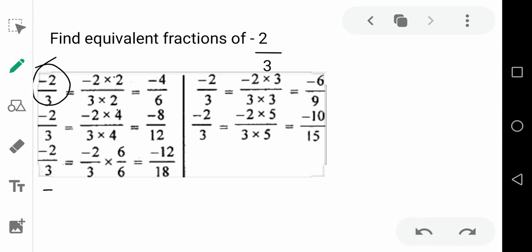So here we have minus 4 by 6. Next I have multiplied with 4. So I have got minus 8 by 12. Then like this it will go on. Understood?